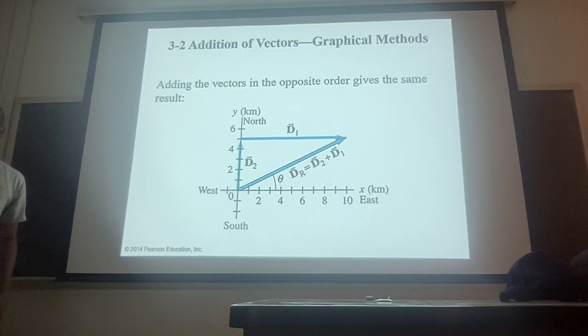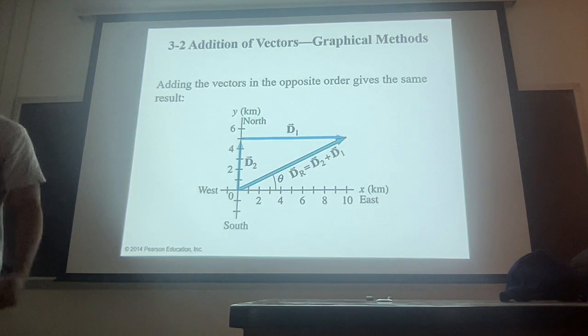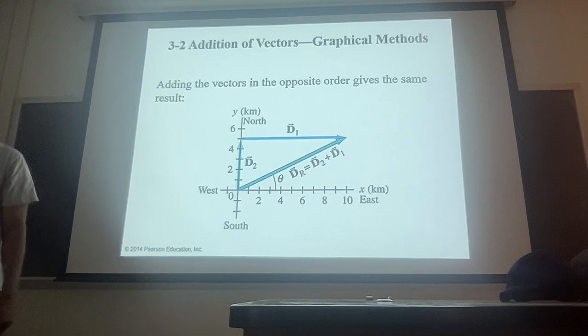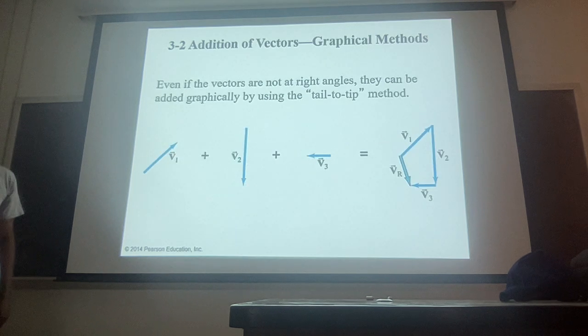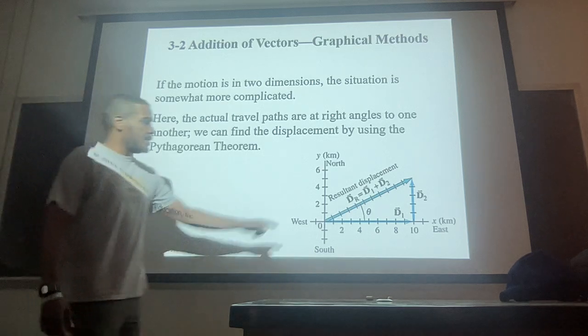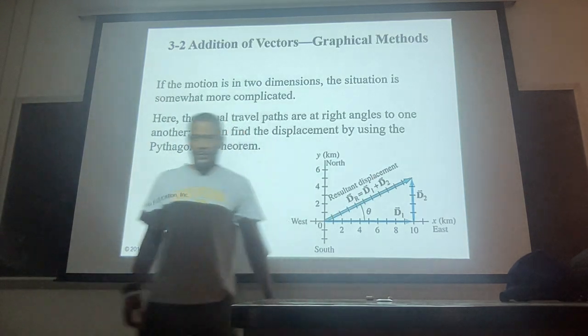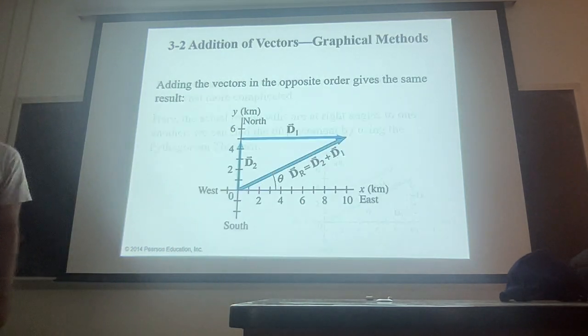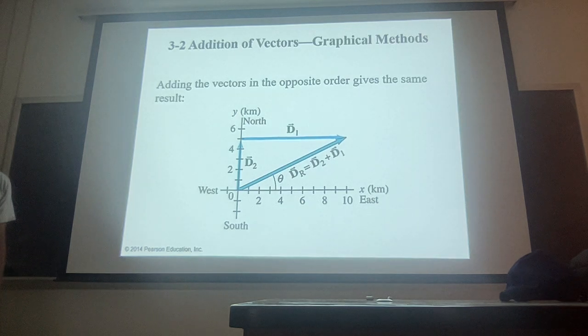You're right. I'm not saying you're wrong. I'm just saying tell me in mathematical terms. I added the D2 first. Right? DR, D1 plus D2. Here, I added D2 first. That's the difference. But it's still tail to tip.